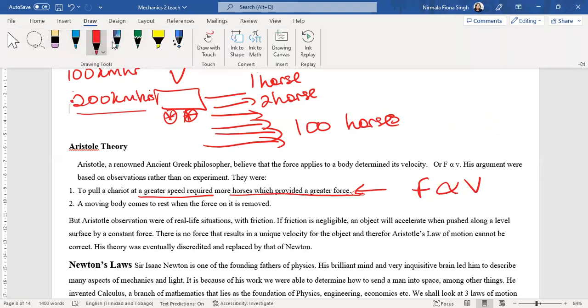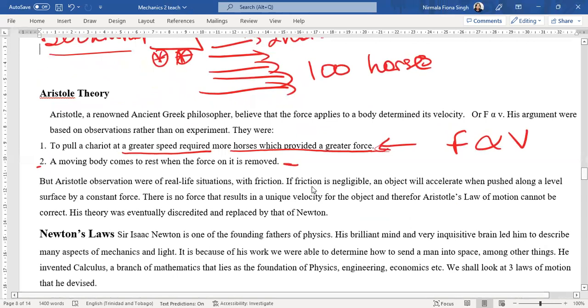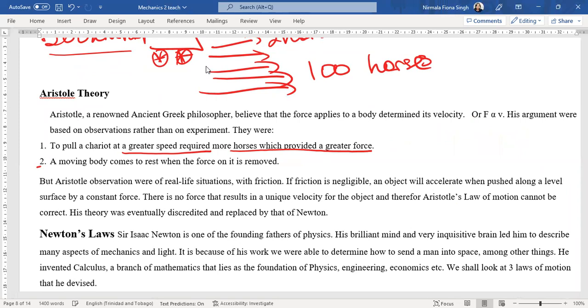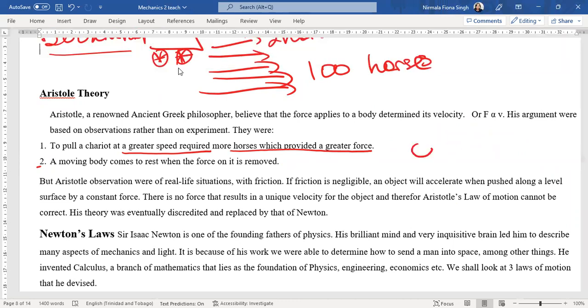Next one we have here, second law. Let's get a little bigger, sorry. Second law: a body comes to rest when the force on it is removed. Is that true? An object will stop when the force acting on it is removed? No. We could think about if we roll a ball on the ground. We push the ball on the ground and we stop pushing it. Will that ball continue rolling?